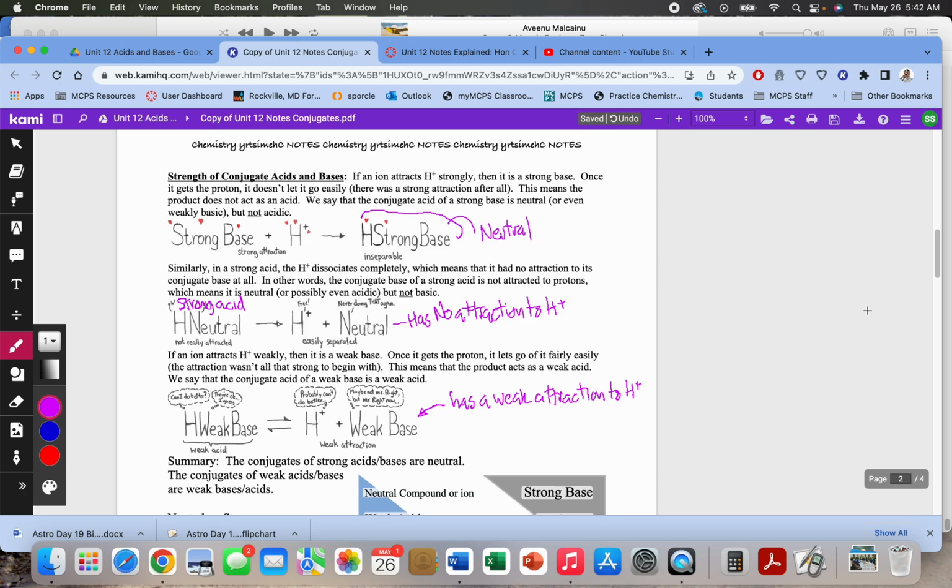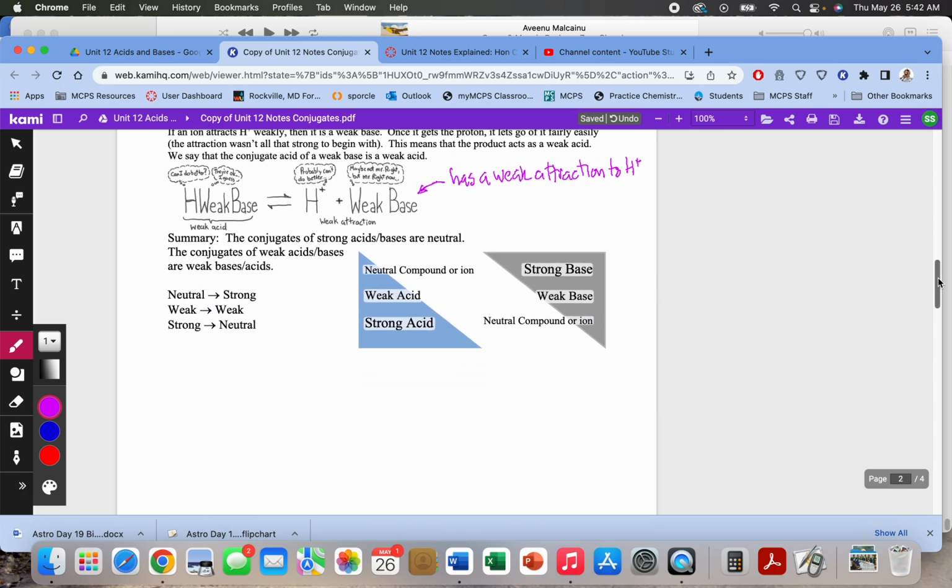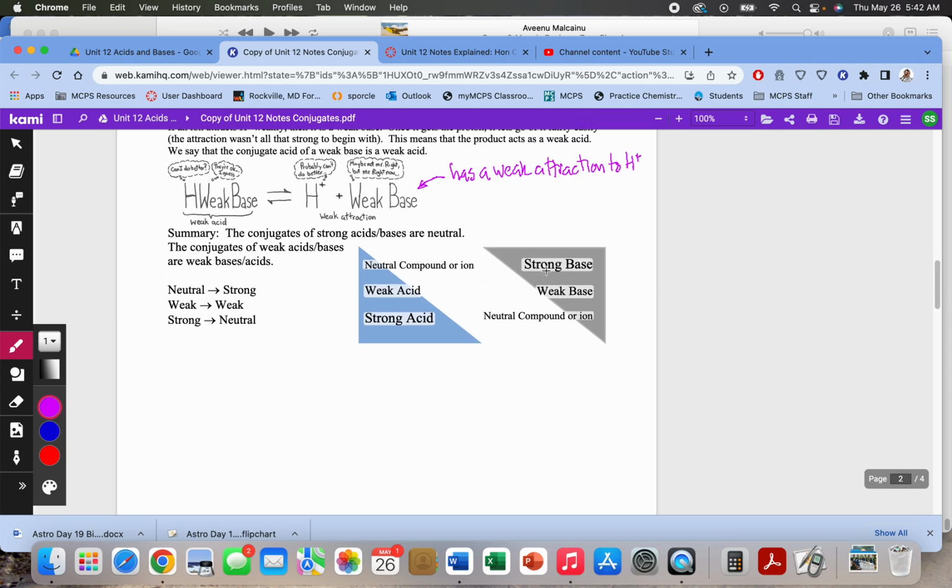So what you're going to see is that when we look at conjugates, if I know I have a strong base, I know that its conjugate acid is essentially a neutral ion. I know that if I have a weak acid or a weak base, its conjugate is also going to be weak. And if I have a strong acid, its conjugate will be neutral. So it gives me twice as much information about what I'm going to find in solution to know what the conjugates are. Okay.